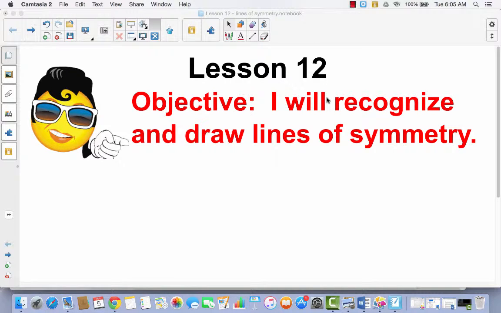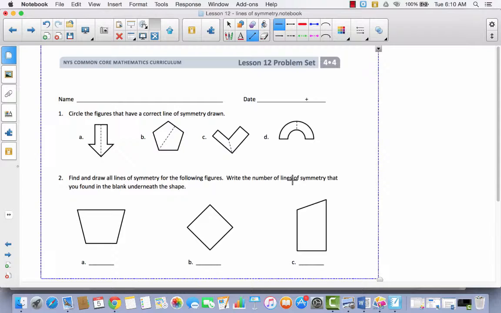Lesson 12, I will recognize and draw lines of symmetry. So let's practice a little bit more using our problem set. It says, circle the figures that have a correct line of symmetry drawn. So take a look at those and I want you to just try to go ahead and do these first 4 problems by yourself. Circle any of them that you feel like have a correct line of symmetry and then come back. If you got it wrong, that's okay, just erase it and fix it.